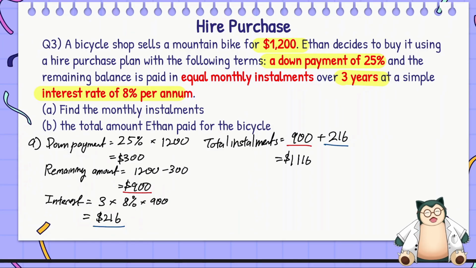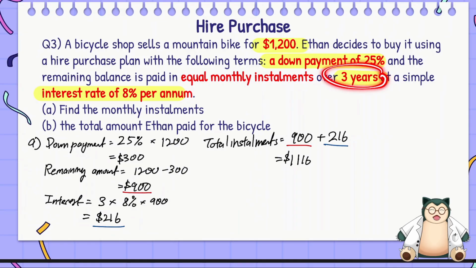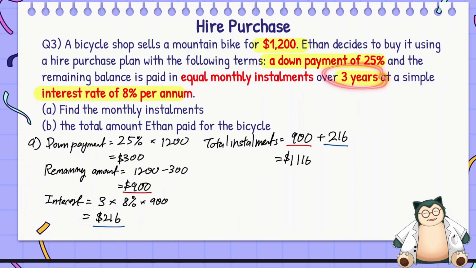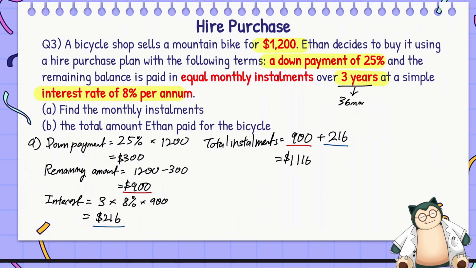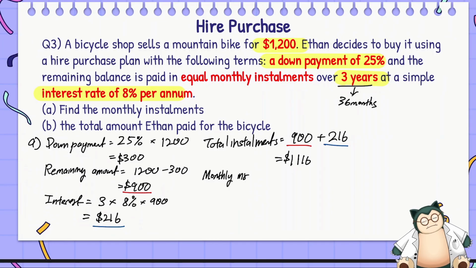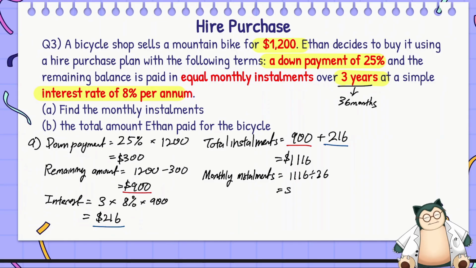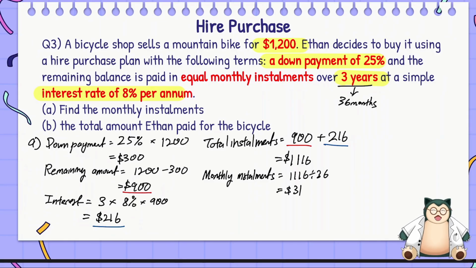And since we are spreading across 3 years, how many months is 3 years? 3 years would then be 36 months. All right, so the monthly installments, which is the amount that we are spreading out our costs, would be 1,116 divided by 36, which gives us $31 per month. So all Ethan has to do is pay $31 per month.